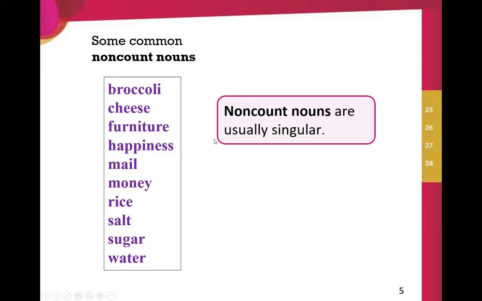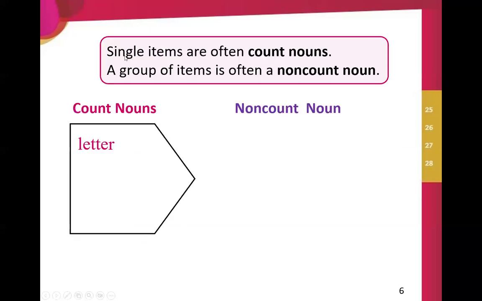Non-countable nouns are usually singular. We deal with them as a singular noun. We cannot use are or were with them. We just use is or was to deal with them as a singular. Does as well. We cannot use do. Singular items are often count nouns. A group of items is often a non-count noun.